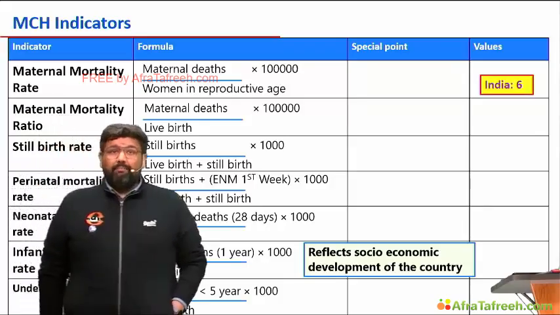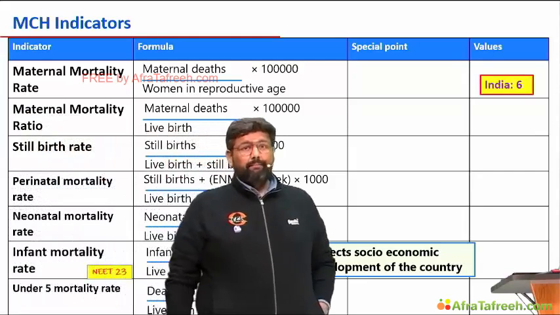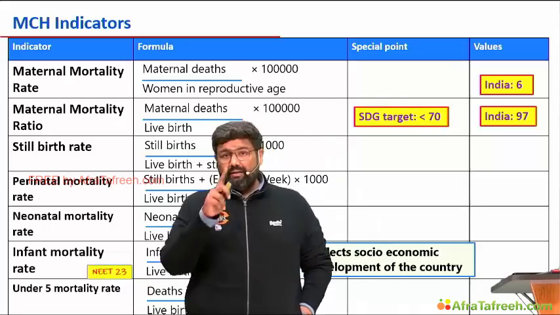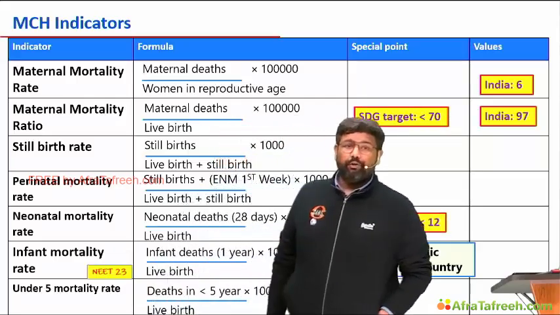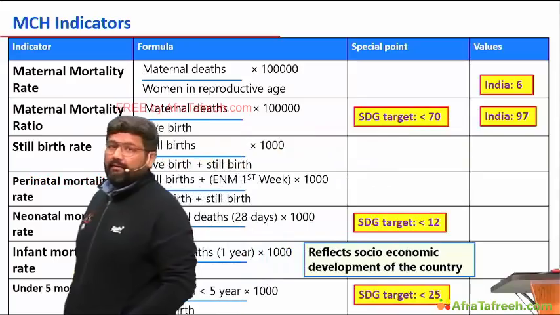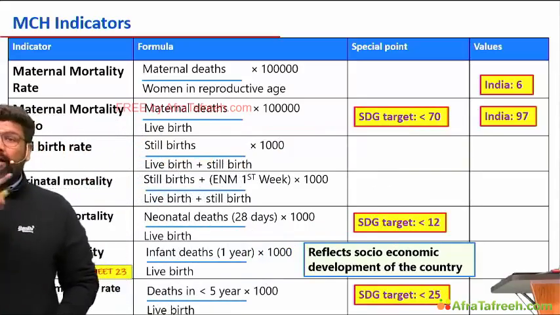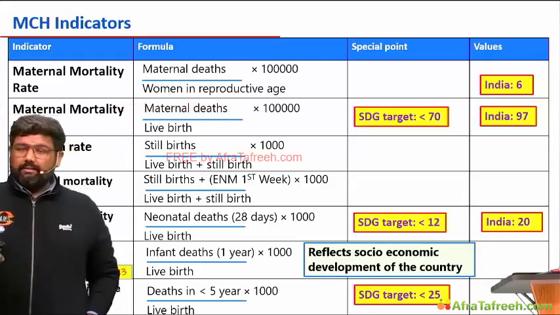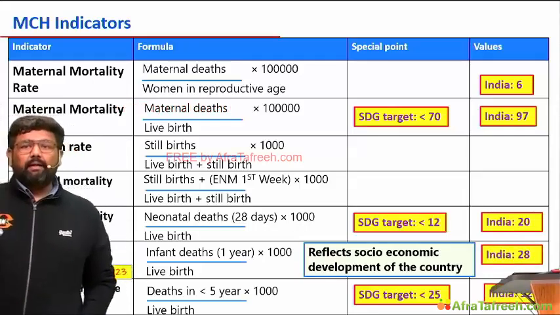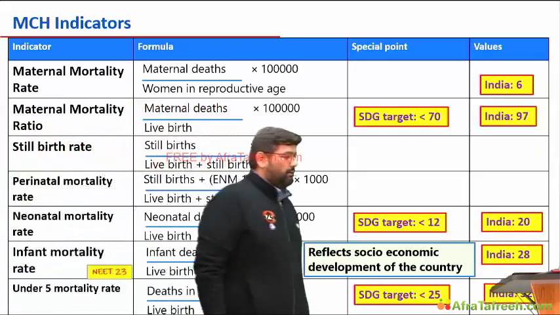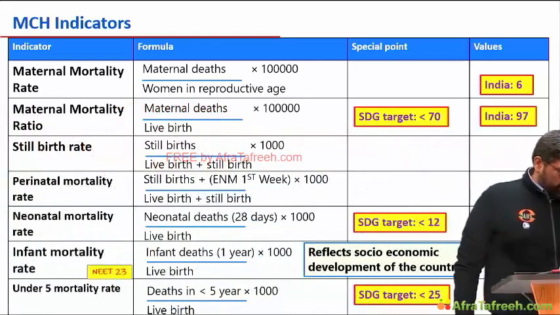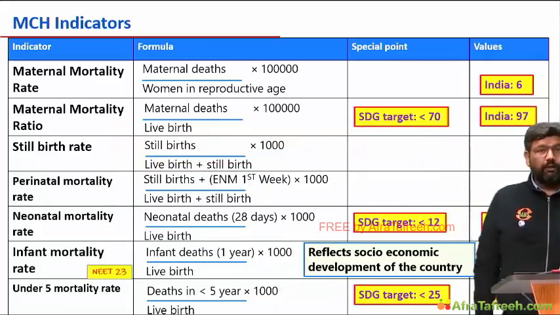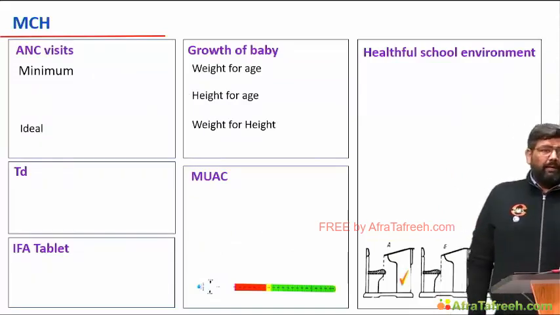The current maternal mortality rate in India is 6. Maternal mortality ratio is 97. SDG target is less than 70. SDG target for neonatal mortality is less than 12. SDG target for under 5 mortality is less than 25. In India, the neonatal mortality is 20, right now 28. Under 5 mortality rate in India is 32.